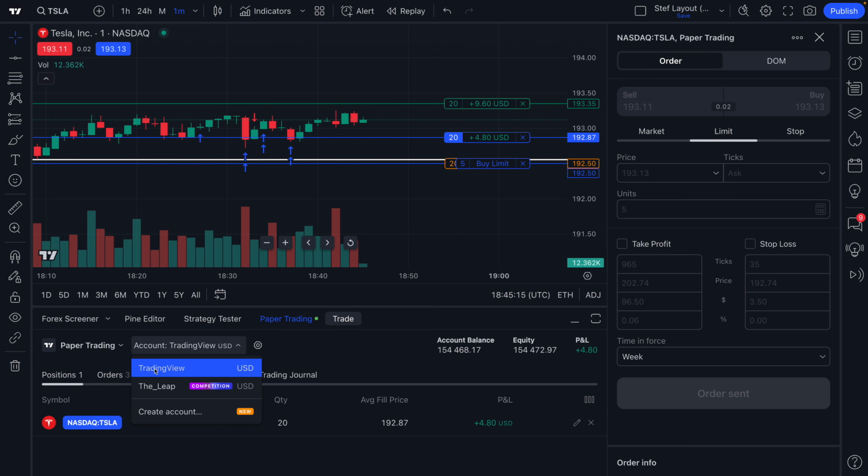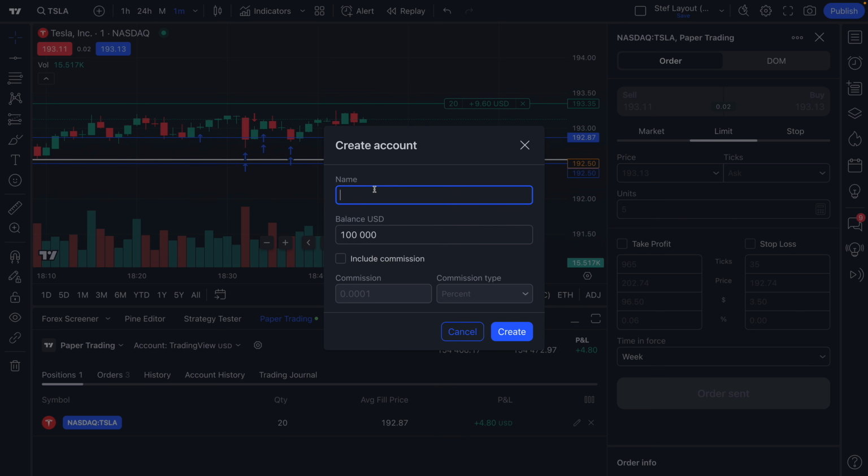So this account is just called TradingView, but if we wanted to start a fresh new account and manage two different accounts at the same time, we could call this paper trading account number 2. We can set our starting balance. Let's just start it at $100. We don't want commission actually, and let's click create.